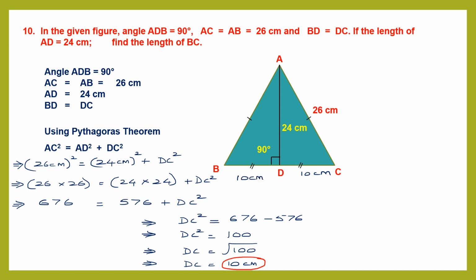So now we're going to find the value of BC. So BC will be equal to BD plus DC. So BC is equal to, now BD is 10 centimeters and DC is 10 centimeters. So that will be 10 centimeters plus 10 centimeters. So BC is equal to 10 plus 10, that is 20 centimeters. So we have found the value of BC, and BC is equal to 20 centimeters.